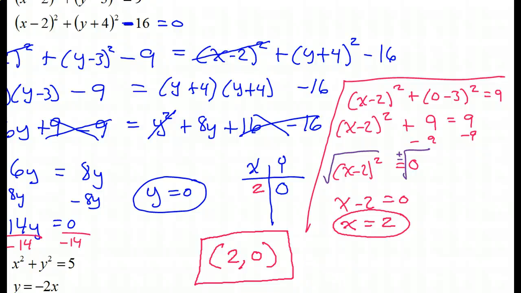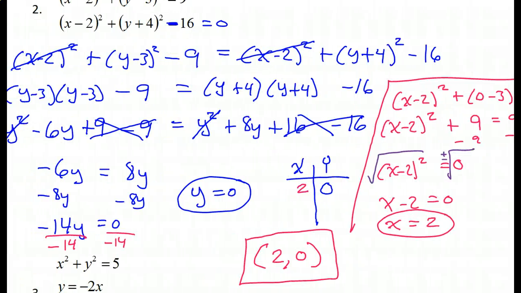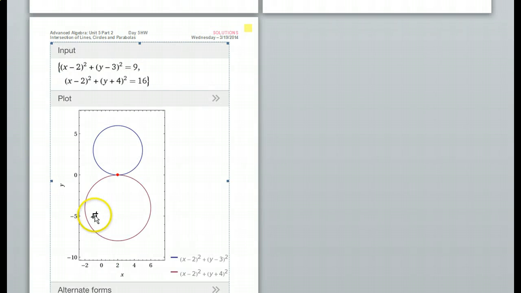Alright, so that is it for problem number 2. And here's a quick glance at what those graphs would look like. As you can see, it is the situation where the two circles are touching at a single point. They are tangent to each other. And that single intersection is the point 2, 0. Alright, so that's what happened.